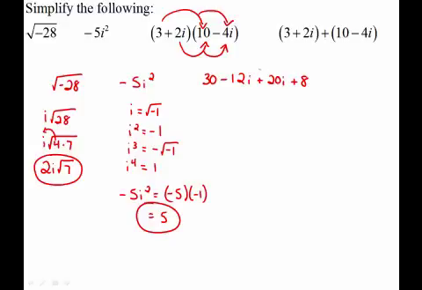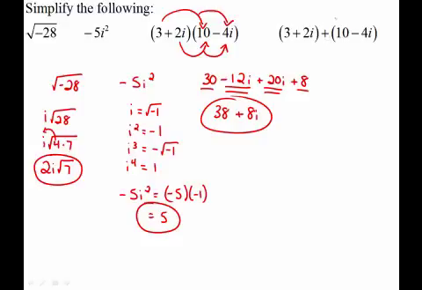And now it's just combining like terms. At this point, you can think of i as just a variable. So I have 30 plus 8, which would be 38, and then negative 12i plus 20i, which is 8i. And that would be the final answer to that one.